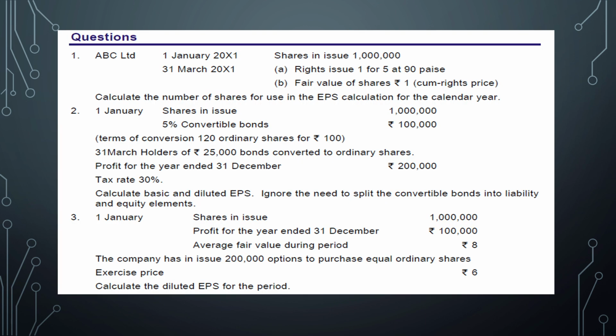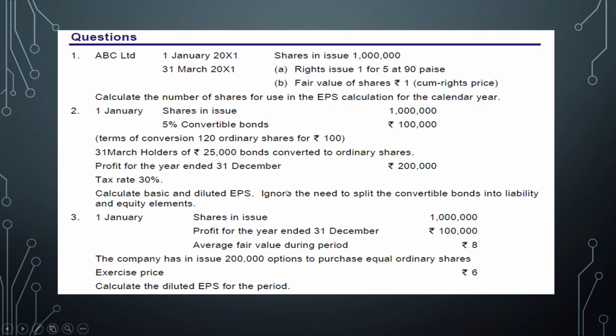So moving on to the next question. We are in the second question now. On 1st January, shares in issue are 10 lakhs and 5% convertible bonds are rupees 1 lakh. The terms of conversion are 120 ordinary shares for rupees 100. On 31st March, holders of rupees 25,000 bonds converted into ordinary shares. Profit for the year ended 31st December is rupees 2 lakhs. Tax rate is 30%. Calculate basic and diluted EPS. Ignore the need to split the convertible bonds into liability and equity elements.